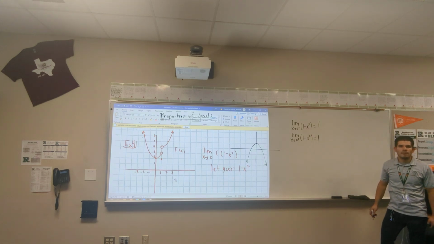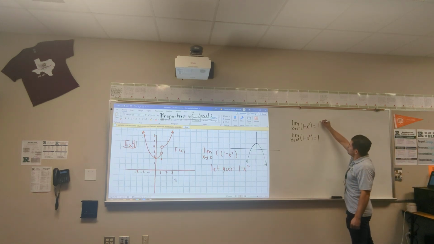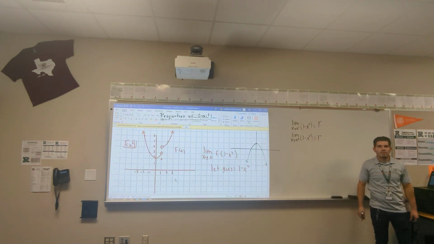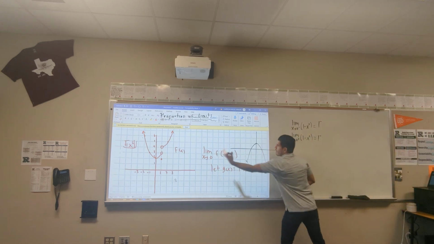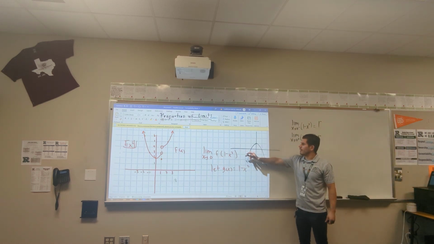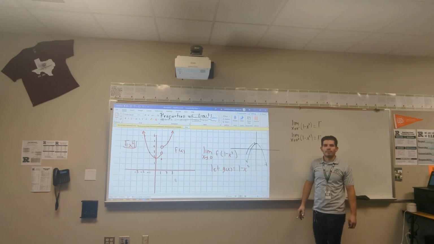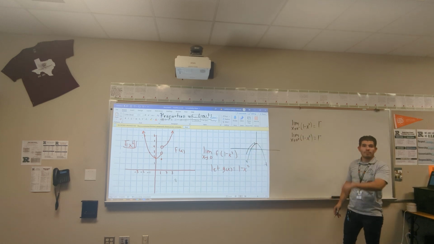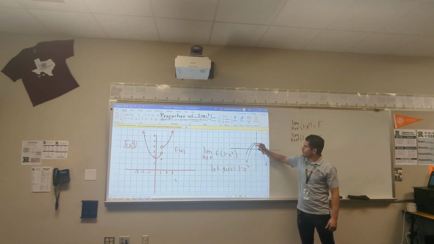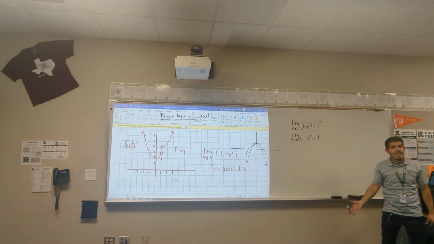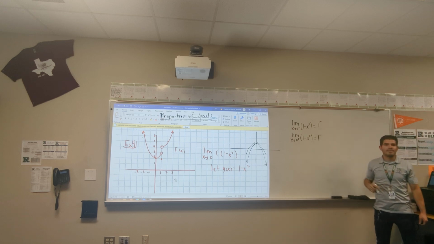From the left side, it's coming to the bottom, and from the right side, it's also coming to the bottom. Let's take this through. Here's the left side, right? As I am approaching 0 from the left side, where am I coming from? Bottom numbers and negative numbers. As I'm approaching 0 from the right side, where am I coming from? The negative numbers. They both need a negative.